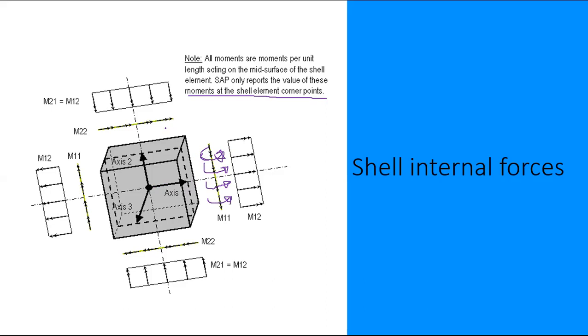M22 is the moment about this line. M11 means not the moment about the first direction, it's the moment about the second direction. M22 is the moment about the first axis. A little bit tricky, not like in the beam.